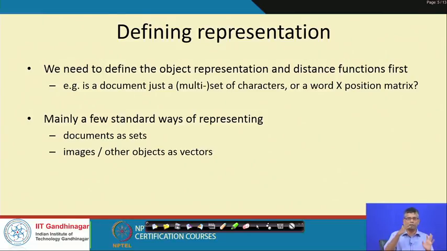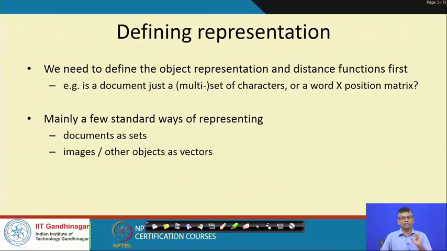Should it be a word by position matrix, where the rows are words and the columns are the positions, and then you create this matrix? Is that a useful representation? Should I represent it as a multiset of characters? It turns out that neither of these two is a good representation. It turns out that there are a few nice representations for a document.